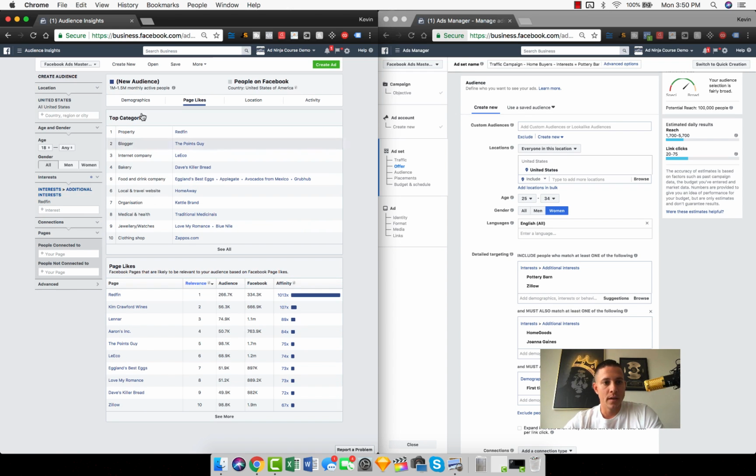And we see that on page likes, it changes a little bit. People who like Redfin like the Points Guys, Dave's Killer Bread, right? HomeAway, Kettle Brand, Traditional Medicinals, Zappos, right? And so people who are interested in buying a new home are also interested in wine and whatever this is, and errands, right? Because I think this is a furniture company.